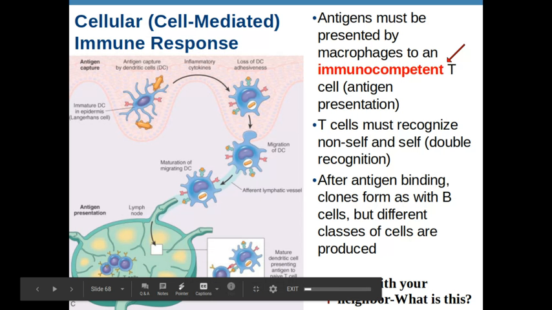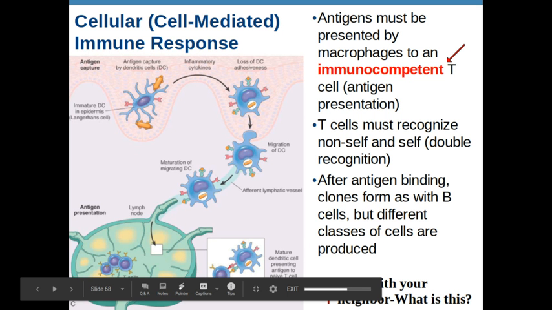We're just going to talk a little bit about this cellular immune response part of the adaptive immune system. It won't take very long because a lot of things are similar to the B cell response that we talked about last week, the humoral response. This one is called the cell-mediated immune response.